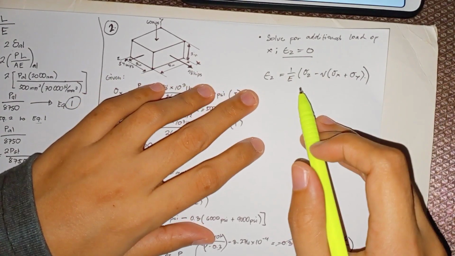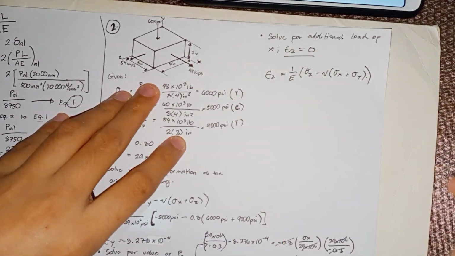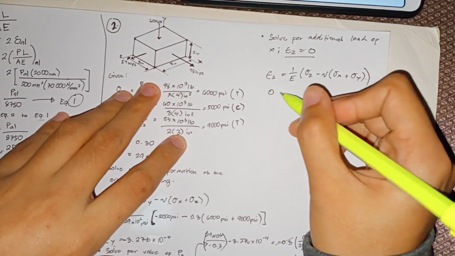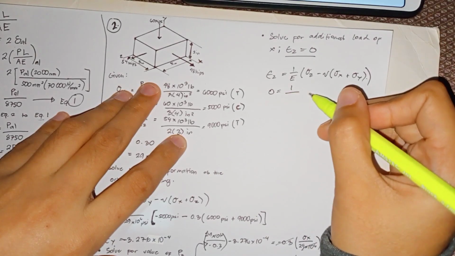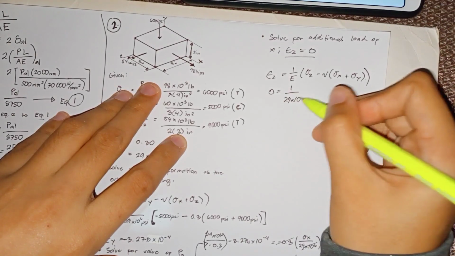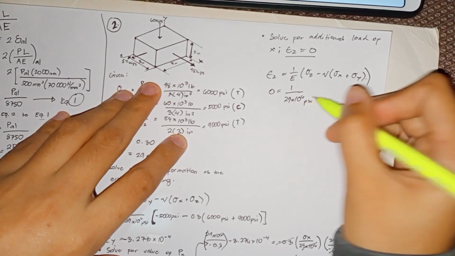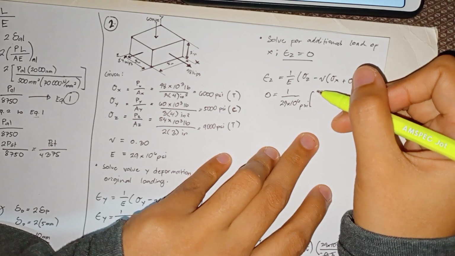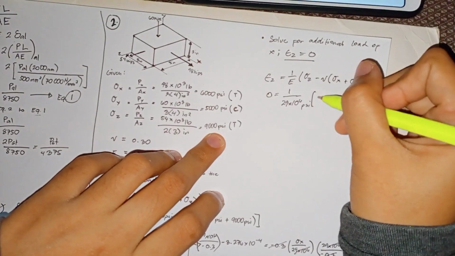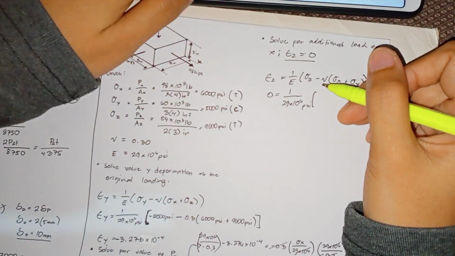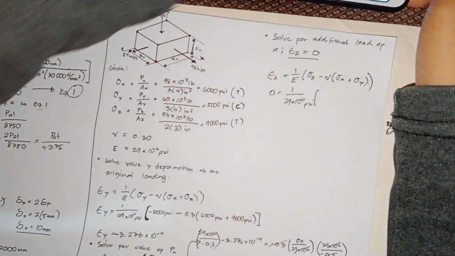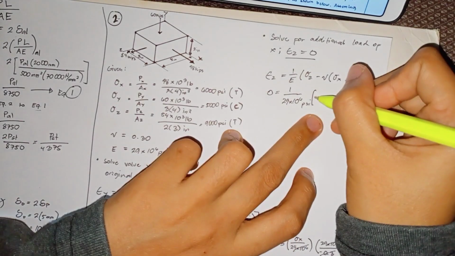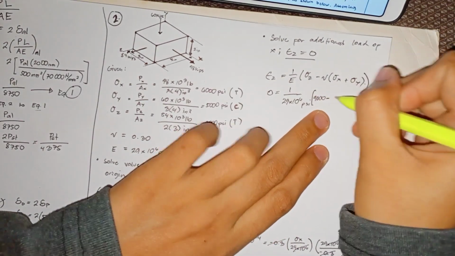So, ngayon, isa-substitute naman natin ngayon yung mga value. Where ito siya is gagawin na nating 0. So, that is 0 is equal to 1 all over E. So, ang E natin is 29 times 10 raised to 6. Multiply natin sa stress ni z. So, ang stress ni z is 9,000. Tama ba? Okay. So, ang stress natin is 9,000 ksi.